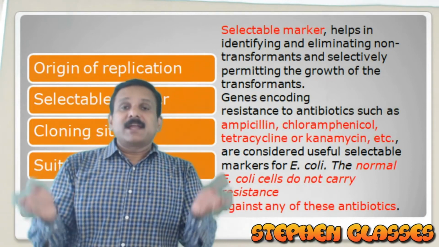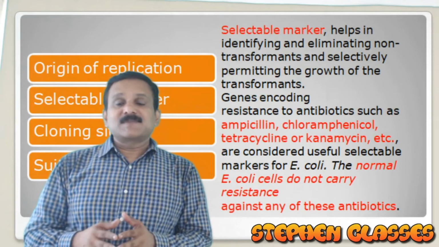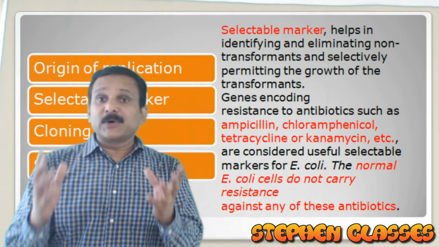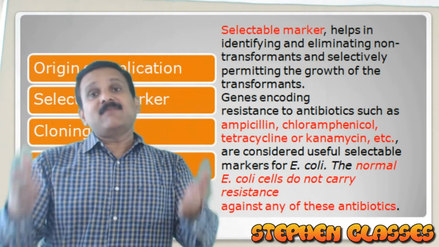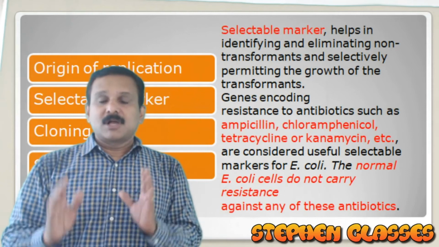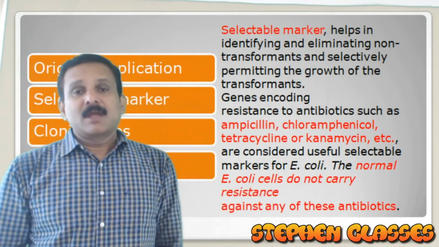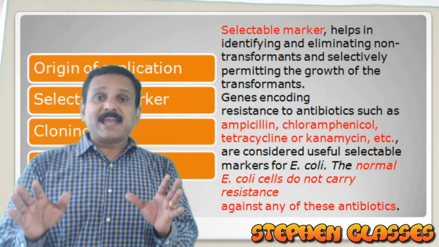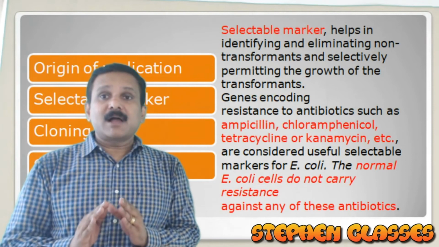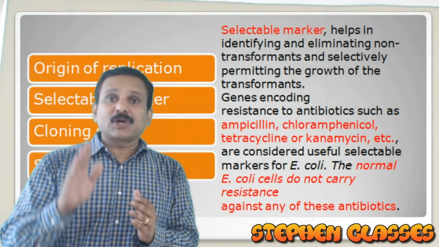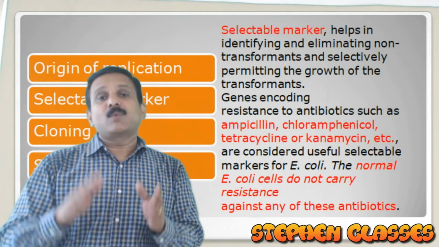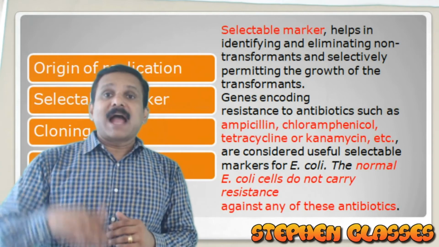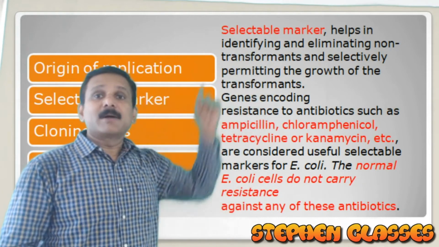You know, in recombinant DNA technology, sometimes when the recombinant DNA is introduced into a host cell, the host cell will accept that DNA. Then we say that that cell is transformed, or that cell is called a transformant. But sometimes the DNA will not be taken up by the cell. Then it will remain a non-transformant. So here we have to allow the growth of only the transformants, and we have to select only the transformants from non-transformants, and that is done with the help of selectable markers.